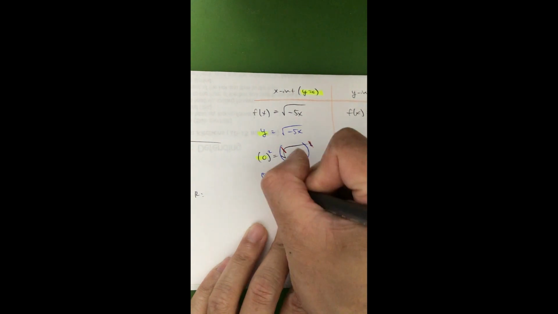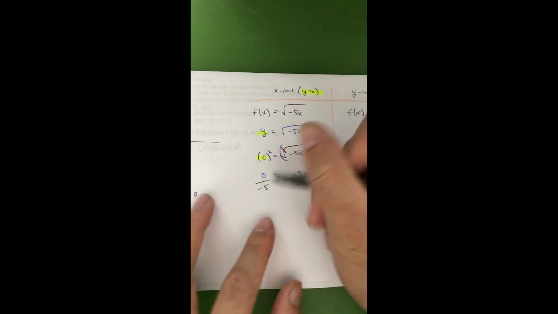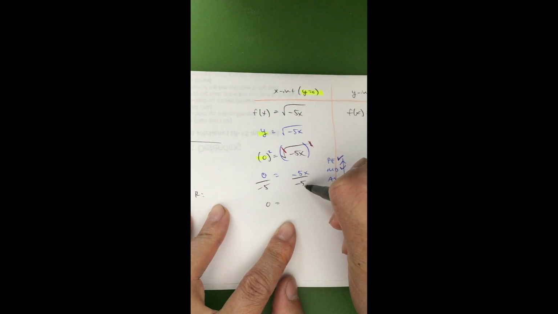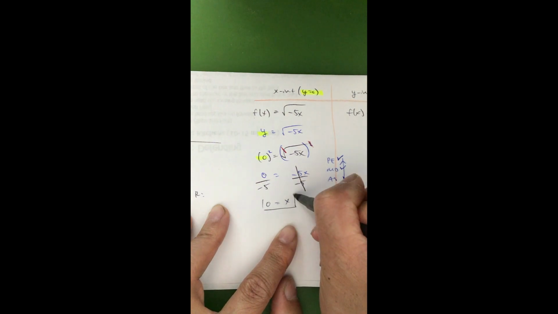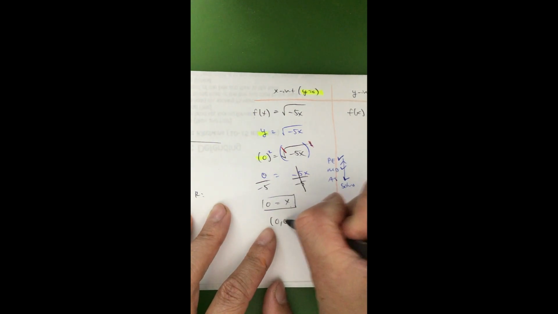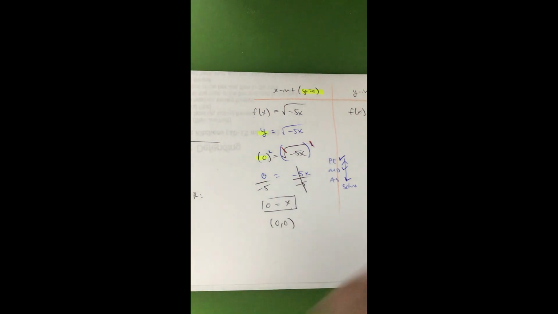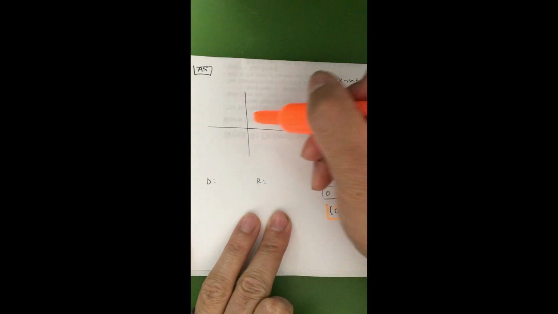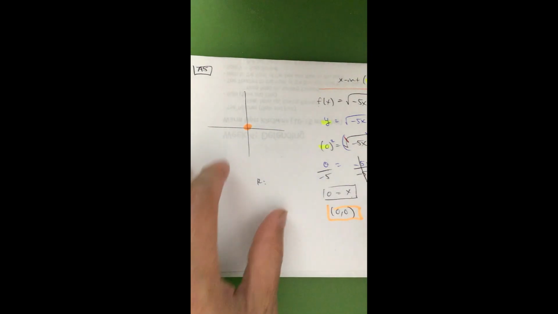And then I'm going to divide. 0 divided by negative 5 is 0. Negative 5 divided by negative 5 is 1, or we write 1x or just x. So you have an x at 0, y is 0, so you have the ordered pair (0, 0). So my x-intercept is right there on the graph. Okay? Let's go ahead and do the other side.